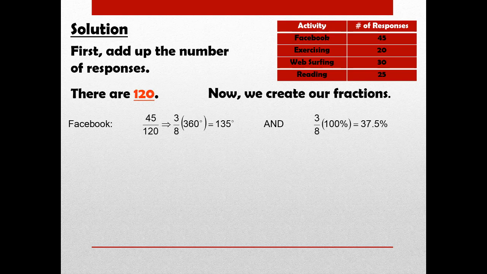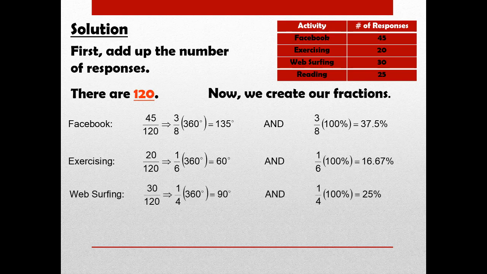Let's look at exercising. Exercising would be 20 over 120, which reduces to 1/6. So we get 1/6 times 360 degrees, which is 60 degrees, and 1/6 times 100%, which is 16.67% if we round to 2 decimal places. Then for web surfing, the number of responses is 30, so we get 30 over 120, which is 1/4. So 1/4 times 360 degrees is 90 degrees, and 1/4 times 100% is 25%.